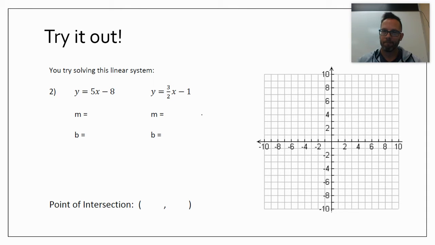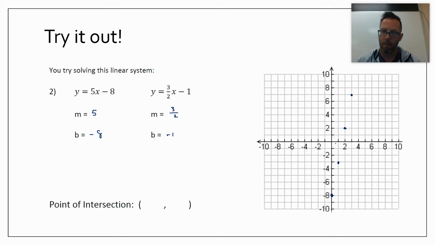So first line, slope is 5, y-intercept is minus 8. So minus 8 and a slope of 5, up 5 over 1, up 5 over 1, up 5 over 1. And for the next one, slope of 3 over 2 and a y-intercept of negative 1.